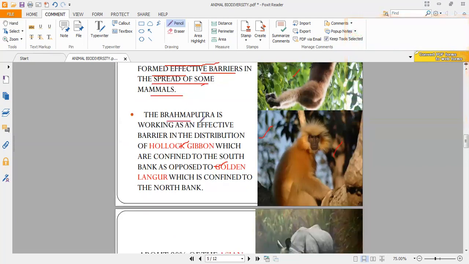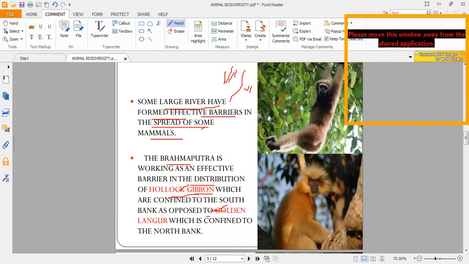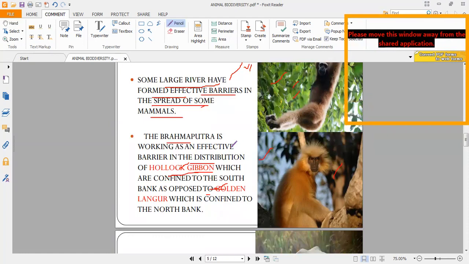Now the Brahmaputra here is acting like an effective barrier in the distribution of the Hulok gibbon and the golden langur. The Hulok gibbon we can see mostly in the southern bank of the Brahmaputra, and in the northern bank of the Brahmaputra we can find the golden langur.